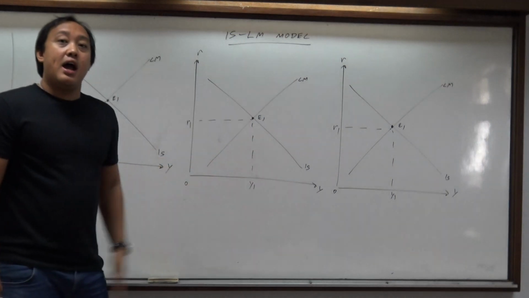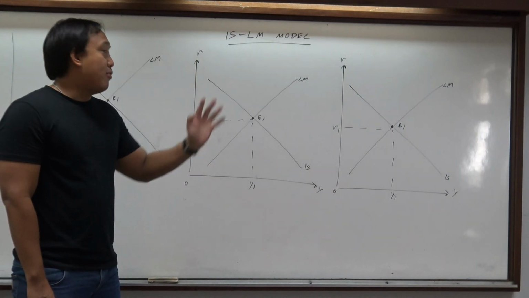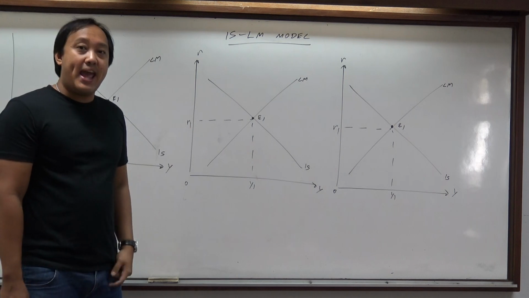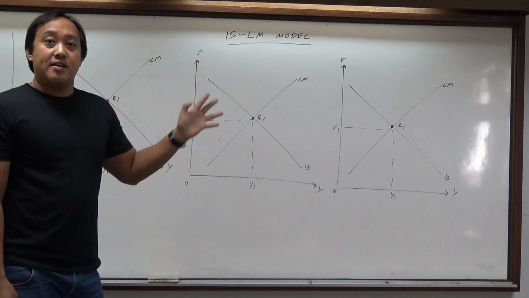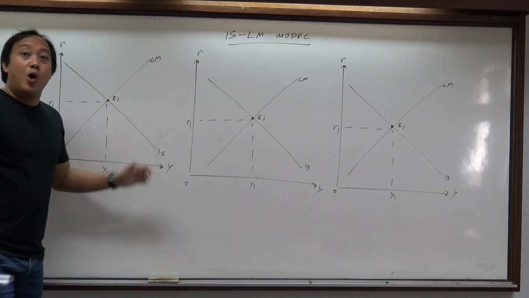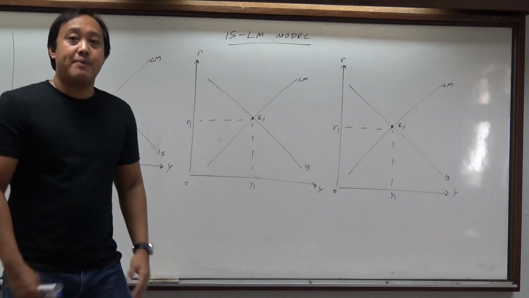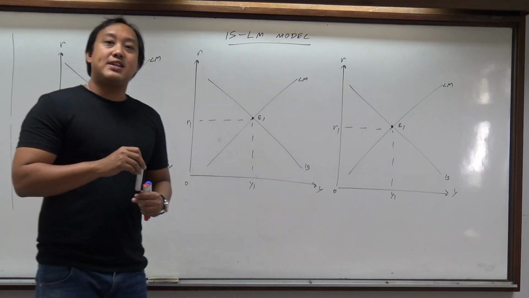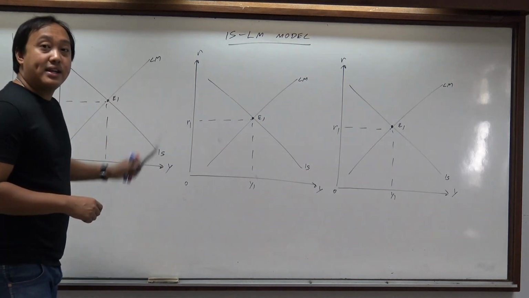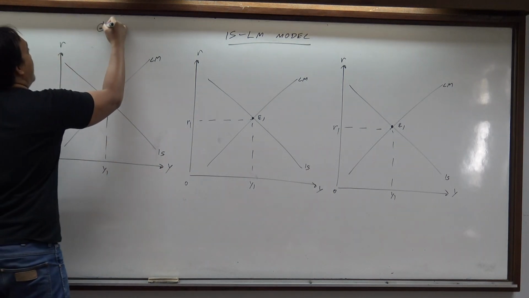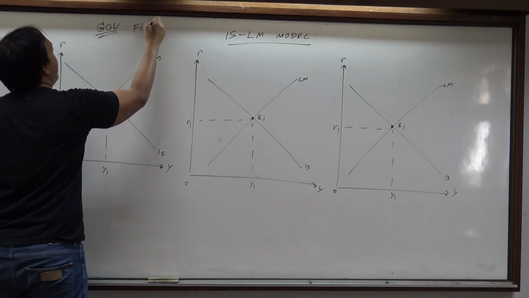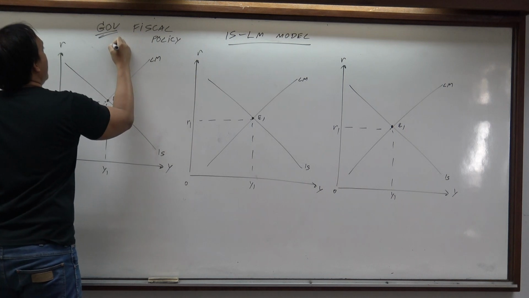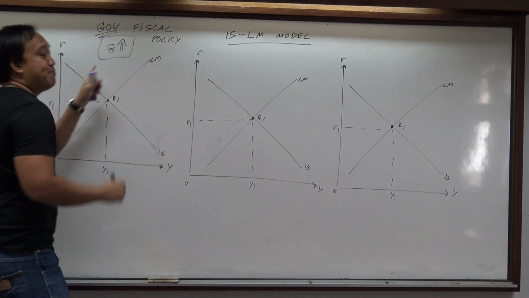So here I write down the IS and LM model for 3 graphs. So I'm going to show you 3 cases. So first one, when the economy is bad, the first thing we can do is the government can use fiscal policy. The government fiscal policy: inject, spend more money.